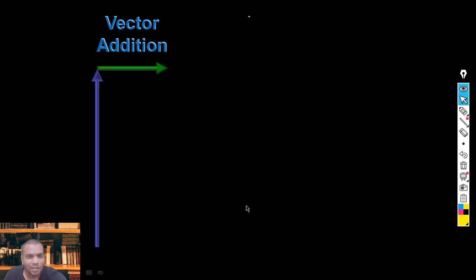Likewise, in vector addition, we learned how to add one vector to another vector by the head and tail method. So we got a resultant vector.